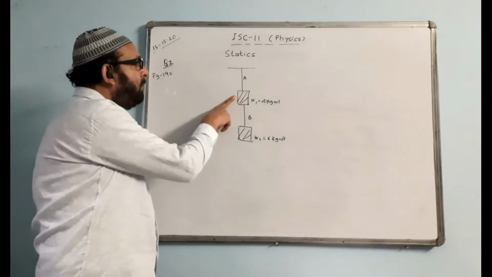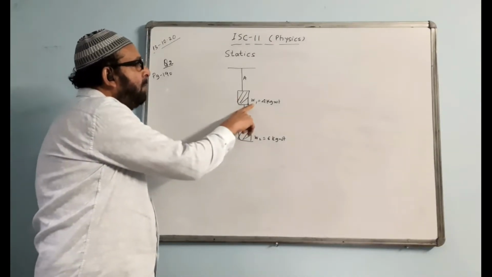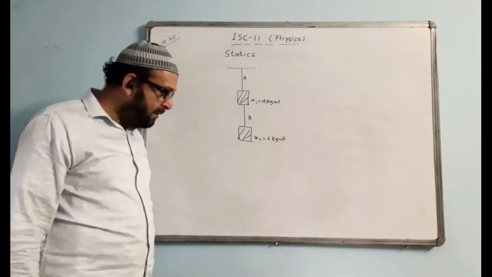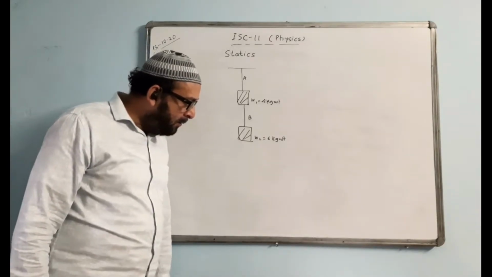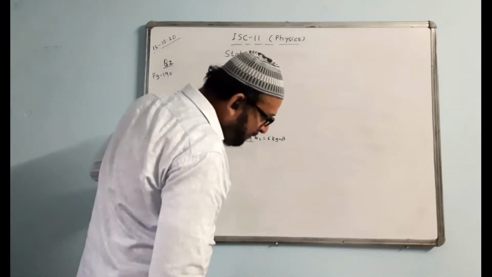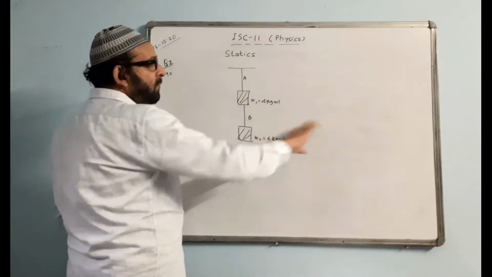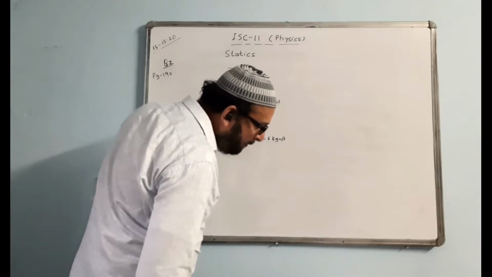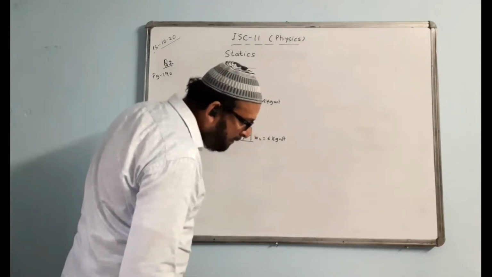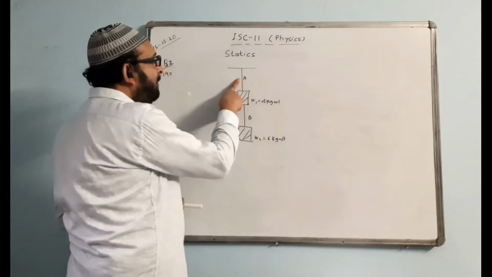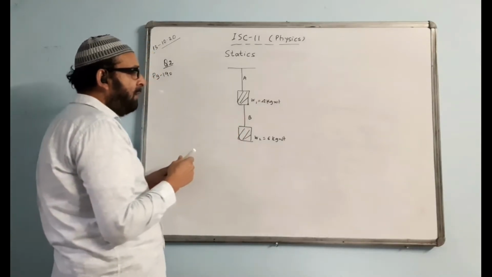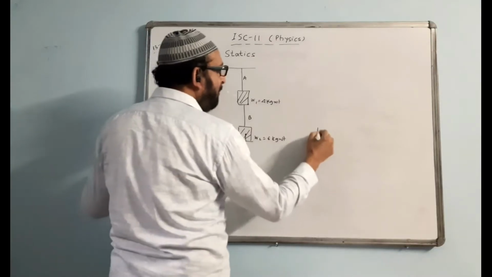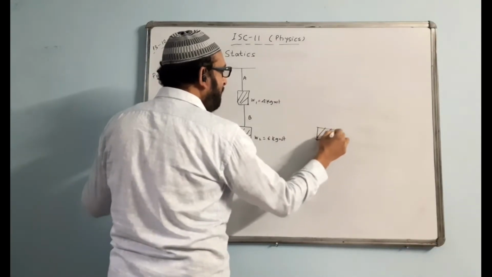There are two blocks W1 and W2. W1's weight is 4 kg weight, W2 weight is 6 kg weight. And the question is asking to draw free body diagrams for the two blocks. For both the blocks we can show the diagrams separately and find the tension in the string A and B, out here and out here. So first we will draw separately what weight will be acting.